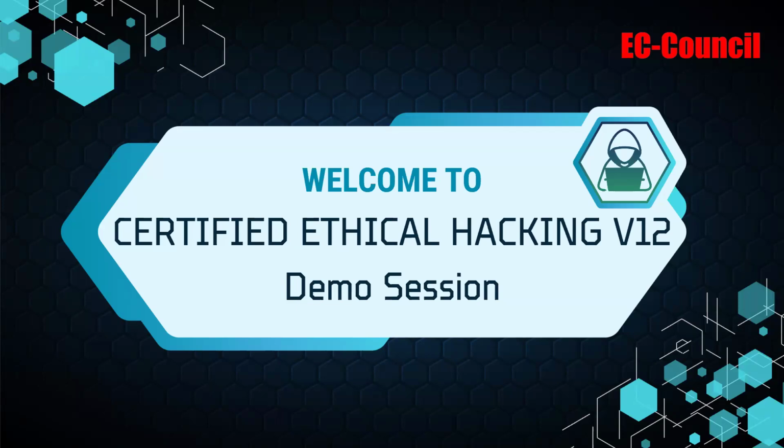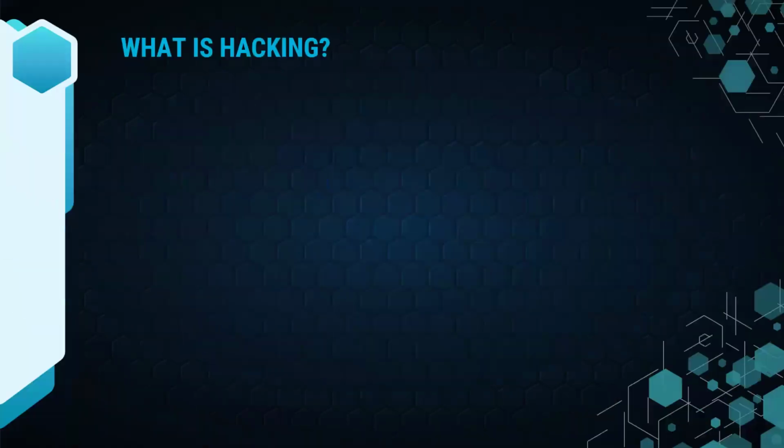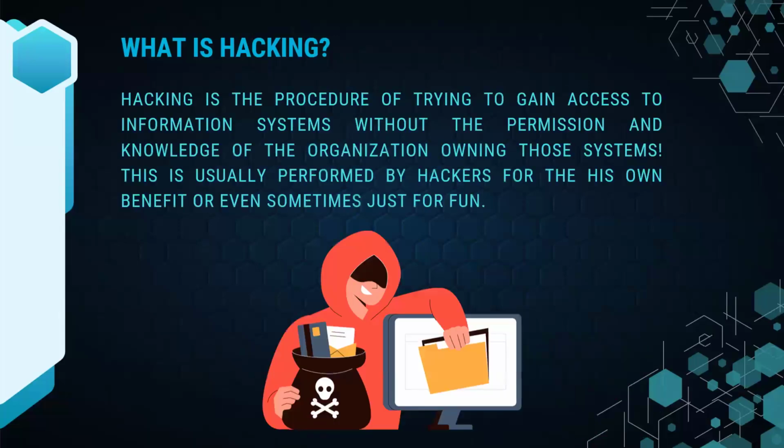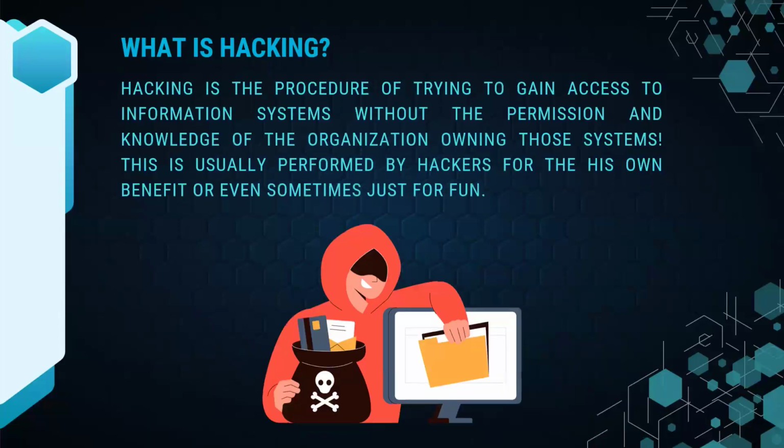As mentioned, we'll be starting this demo with the definitions of what hacking is and what ethical hacking is. When you talk about hacking, you must have heard this term in a lot of places, a lot of movies, a lot of news articles. But one common thing that you hear about hacking is where hackers try to get access to information systems. Those information systems could be anything, as small as a mobile phone to as big as a web application server or a database. So hacking is the procedure of trying to gain access to these information systems without the consent or permission and knowledge of the person or the organization owning those systems.